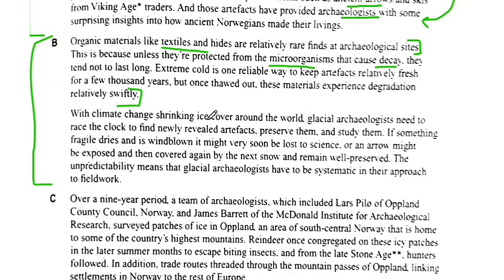With climate change shrinking ice cover around the world, glacial archaeologists need to race against the clock to find newly revealed artifacts, preserve them, and study them. If something fragile breaks and is wind blown, it might very soon be lost to science, or an arrow might be exposed and then covered again by the next snow and remain well preserved. The unpredictable means that the glacial archaeologists have to be systematic in their approach to fieldwork.